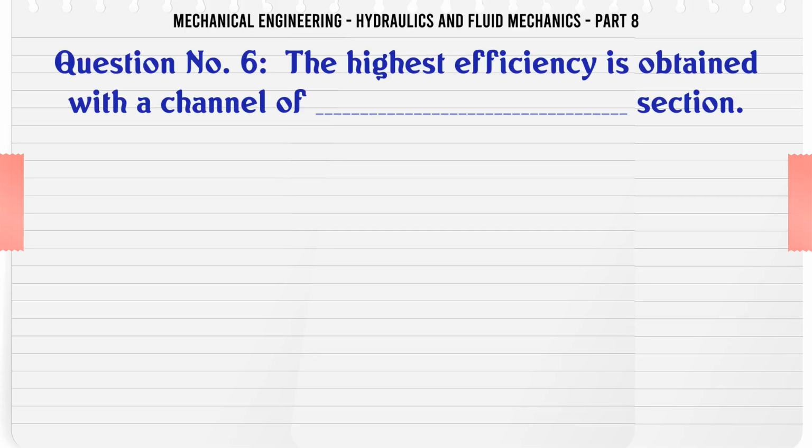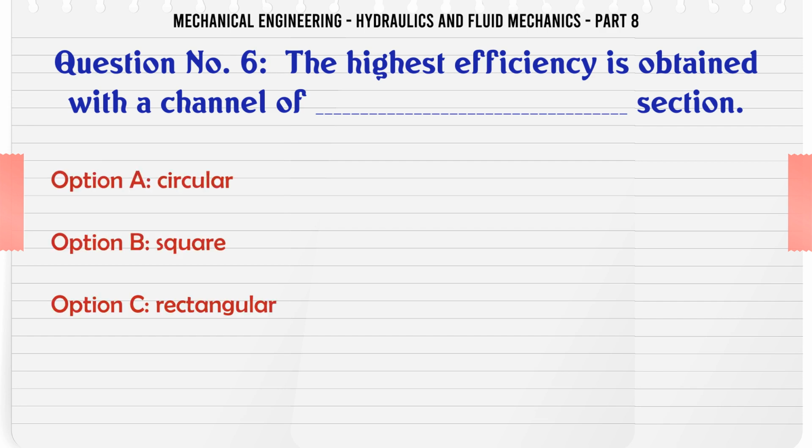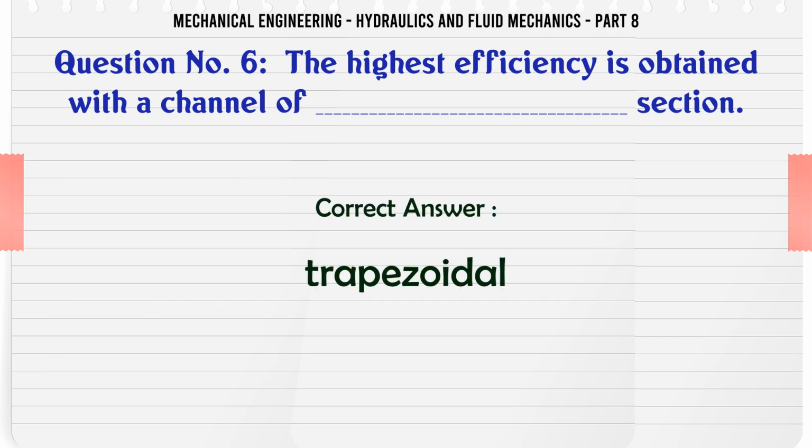The highest efficiency is obtained with a channel of section A. Circular, B. Square, C. Rectangular, D. Trapezoidal. The correct answer is trapezoidal.